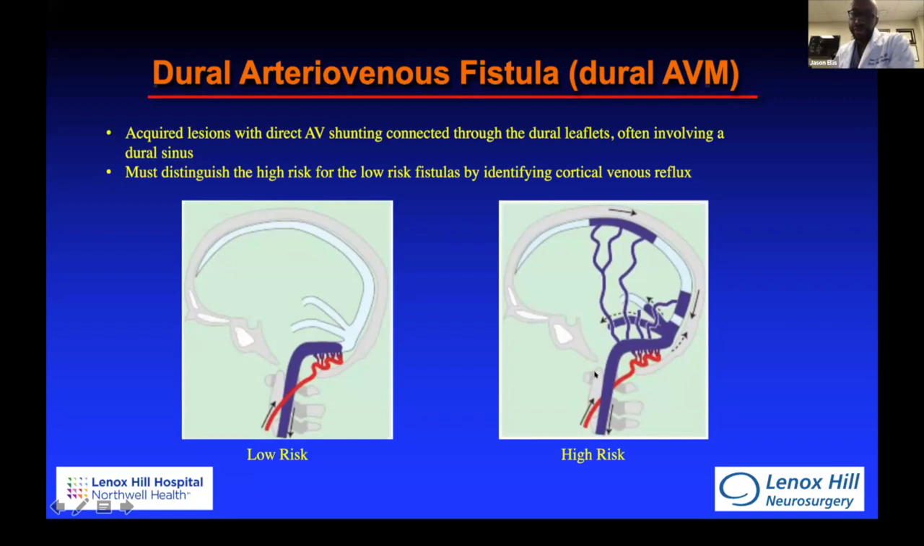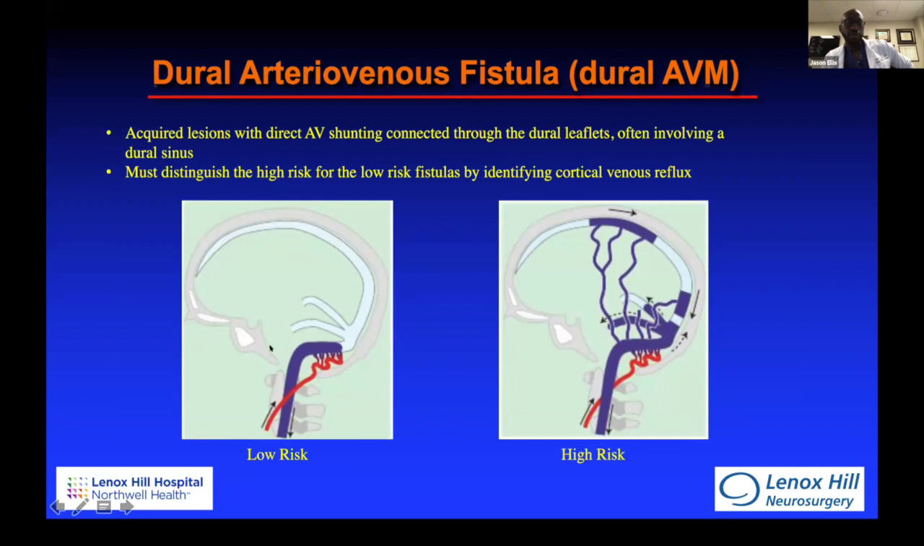in the normal direction and goes back to the heart. In the high-risk fistulas, you see shunting into the sinus, but then there's cortical venous reflux. So the brain parenchyma is seeing high pressure blood being refluxed in the wrong direction of blood flow. And these are pretty high risk for bleeding. And so we can assess whether we need to treat an arteriovenous fistula based on this characteristic.